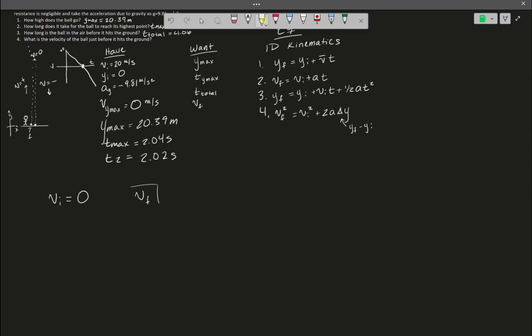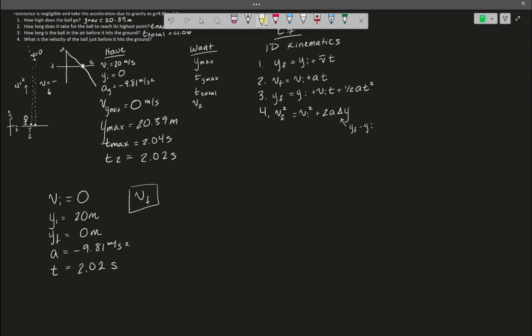My final velocity, right, this is what I'm solving for. I know that my initial position is 20 meters, my final position is 0 meters, and I have an acceleration that is negative 9.81 meters per second squared, and I know that the time it's going to take to go from its maximum height to hitting the ground is going to be 2.02 seconds. So now I need to figure out what equation I would like to use.